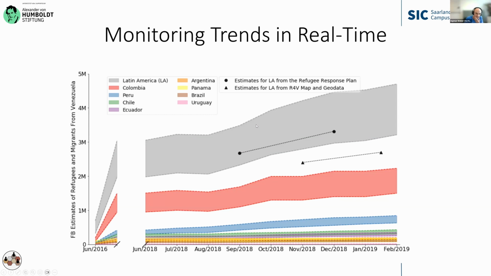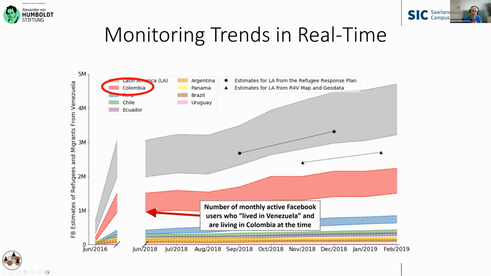Okay, so what you see here is data that we collected over time. Let me try to slowly walk you through this graph. Whenever it says a location, it's always a host location. So when it says Colombia, it's people in Colombia, but this is always Facebook users who lived in Venezuela. This data point down here, for example, collected in June 2018, is just the raw number of Facebook users who at that point were living in Colombia, but previously lived in Venezuela. If in June 2018 you went to the interface and did what I showed you before, the value you would have observed was around 1 million users.